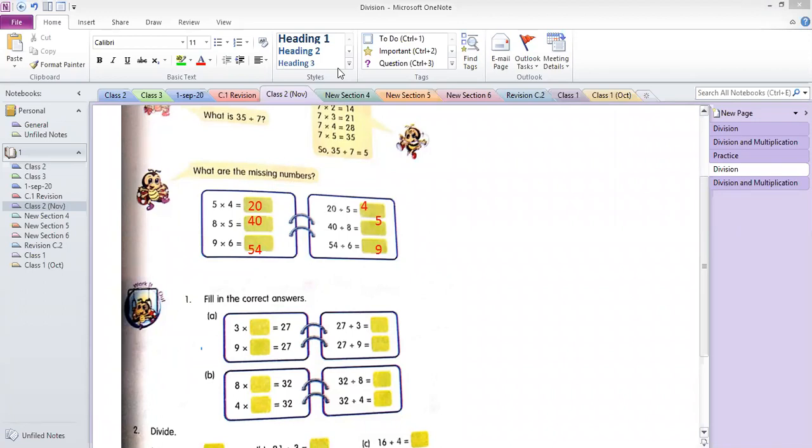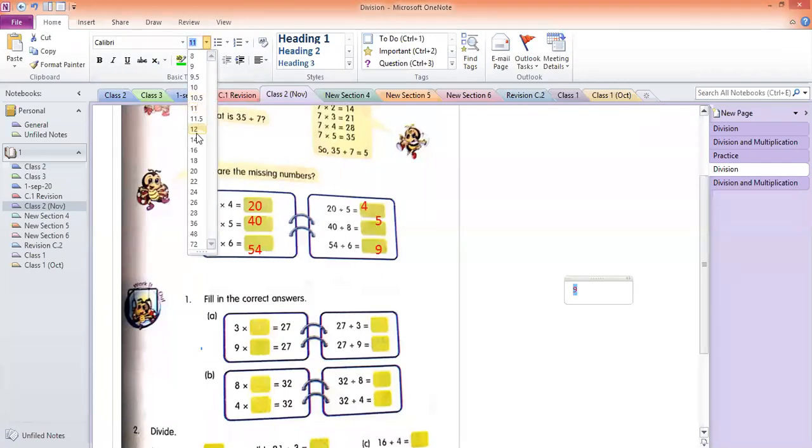Adam Khalid. Yes, Adam. Can you tell me 3 multiplied by dash equals 27? 9. And 27 divided by 3 equals what? 9. Very good. Can you tell me 9 multiplied by dash equals 27? 3. Very good. And 27 divided by 9 equals what? 3. Very good.